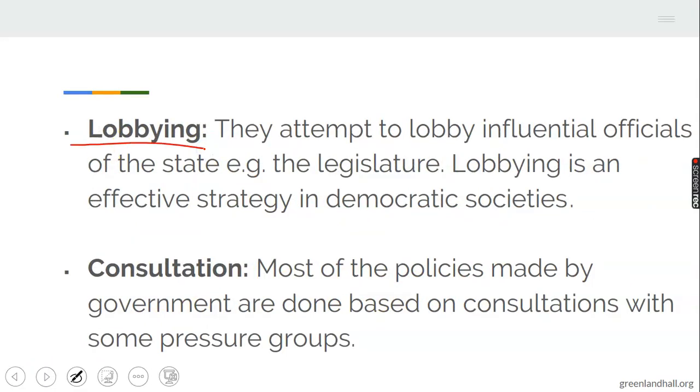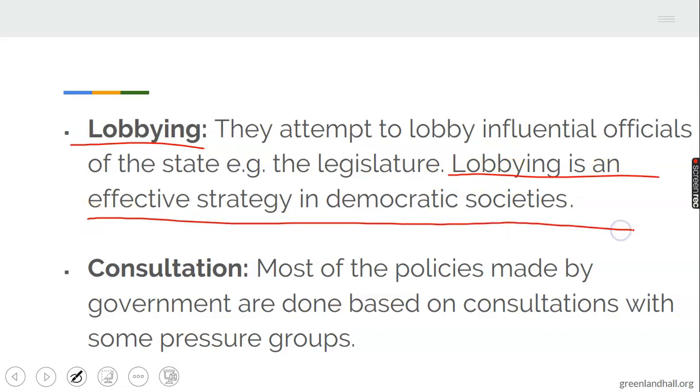Lobbying. What is lobbying? That is, they attempt to influence and engage influential officials of the state. They go to them and use them as a way of reaching the government or reaching the corridor of power. So lobbying is an effective strategy in democratic societies.